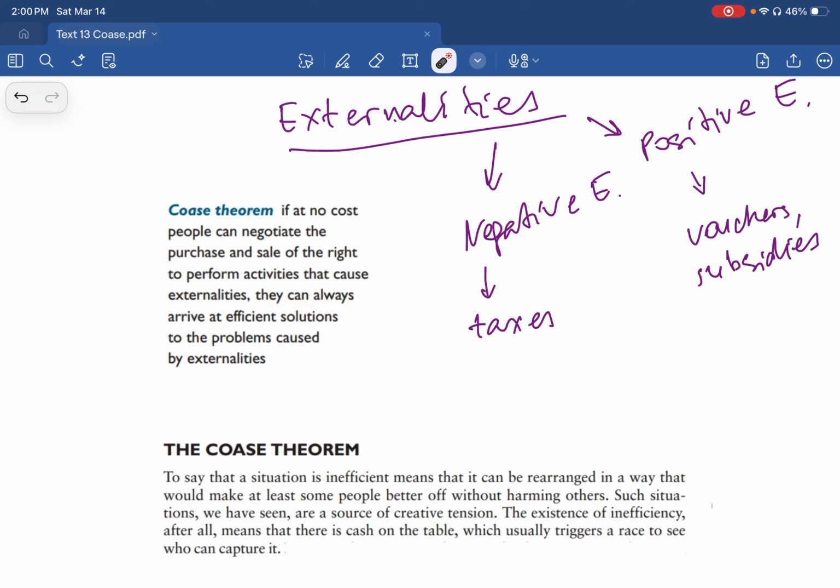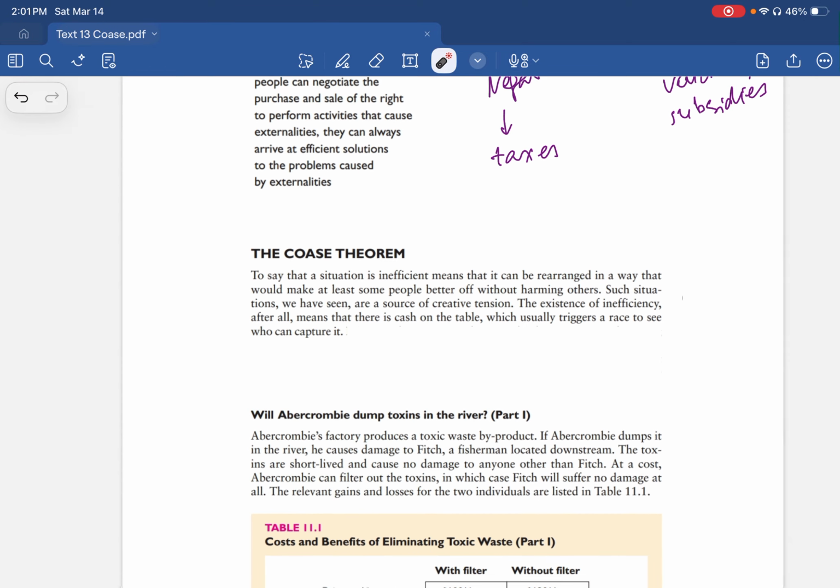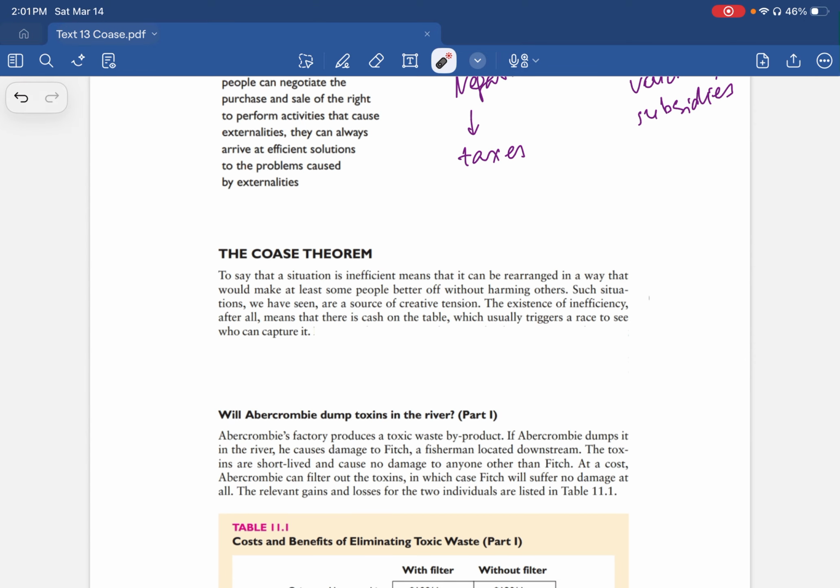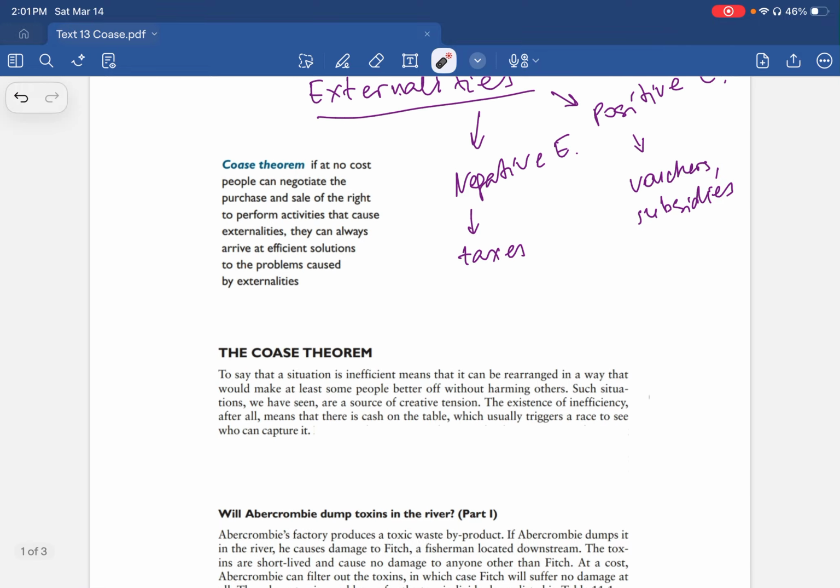If you recall, those problems were the problem of inefficiency. So today we're going to see how people will work out this inefficiency situation that is caused by either positive or negative externality and arrive at an efficient outcome. Well, in fact, to be exact here, we're going to talk about negative externality, but this theory applies just as well to a situation where there is a positive externality.